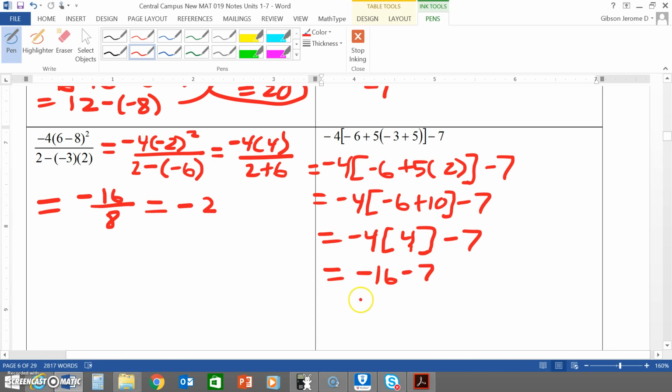Now, negative 16 minus 7 is the same as negative 16 plus a negative 7. Now they have the same sign. We add them together and carry the sign, which would be negative 23. And that is it.